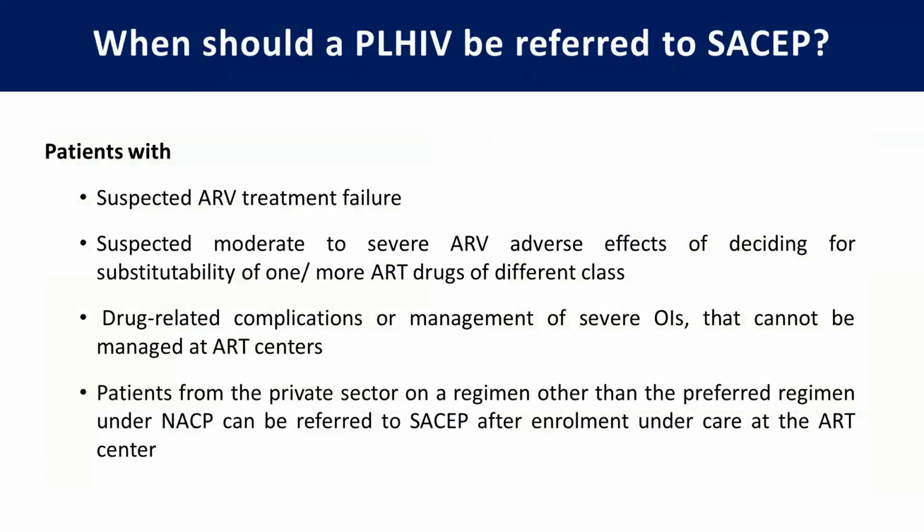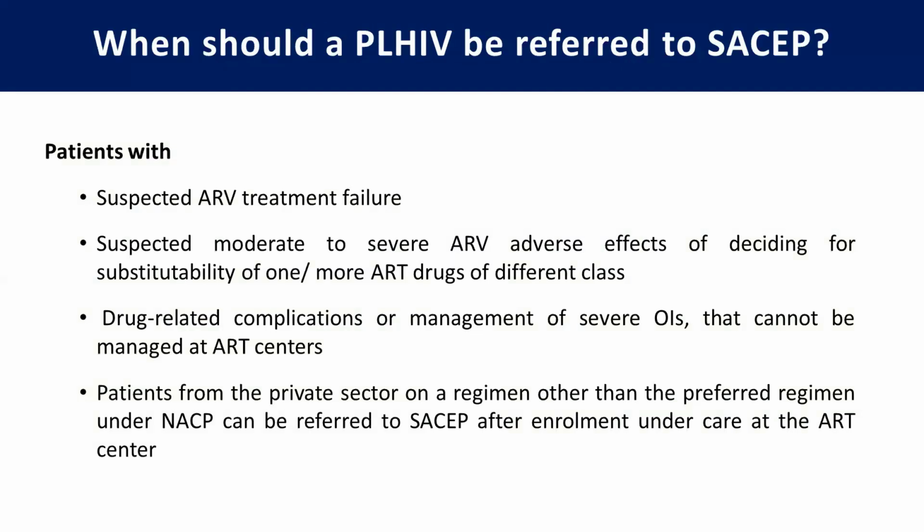Now, when should a PLHIV be referred to SACEP? Patients for suspected ARV treatment failure, suspected moderate to severe ARV adverse effects. So again, whenever there are adherence issues because of ARV adverse effect, a prompt SACEP referral will help. Because if that adverse effect is causing the patient's non-adherence, then we cannot just counsel him to take the drug. We have to address that ARV adverse effect.